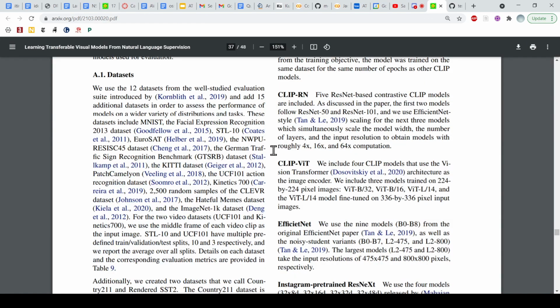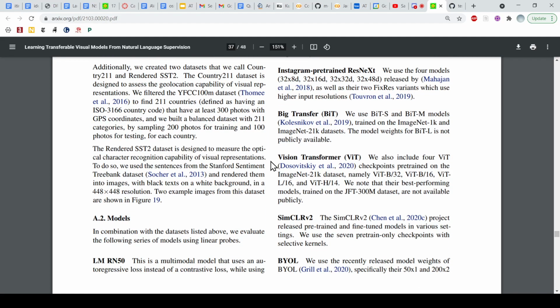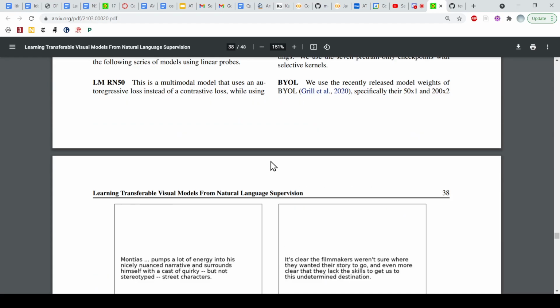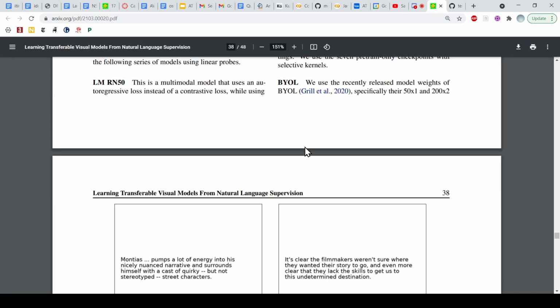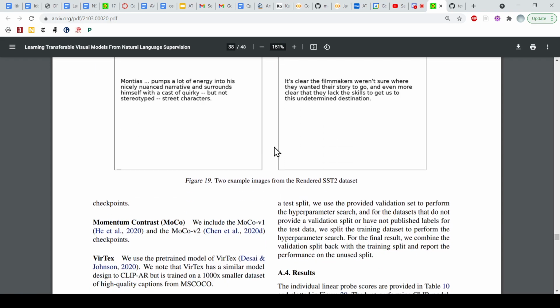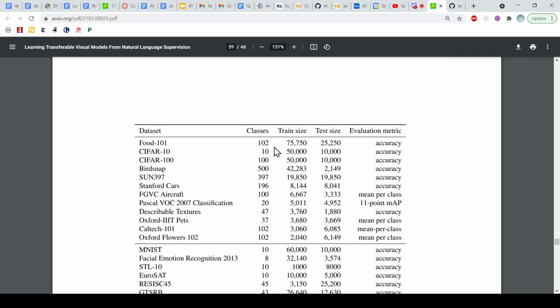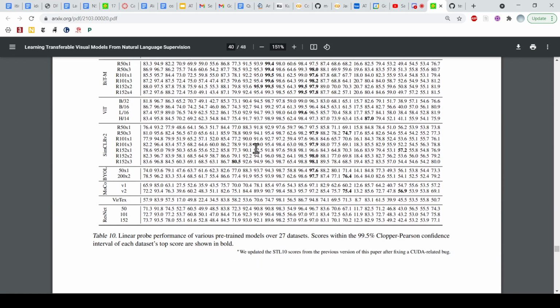CLIP RN, CLIP ViT, Big Transfer. Huh. I don't get how Bootstrap Your Own Latent works. I don't think anyone does. Interesting. The appendix often has the dark secret magic. Maybe. I don't know.